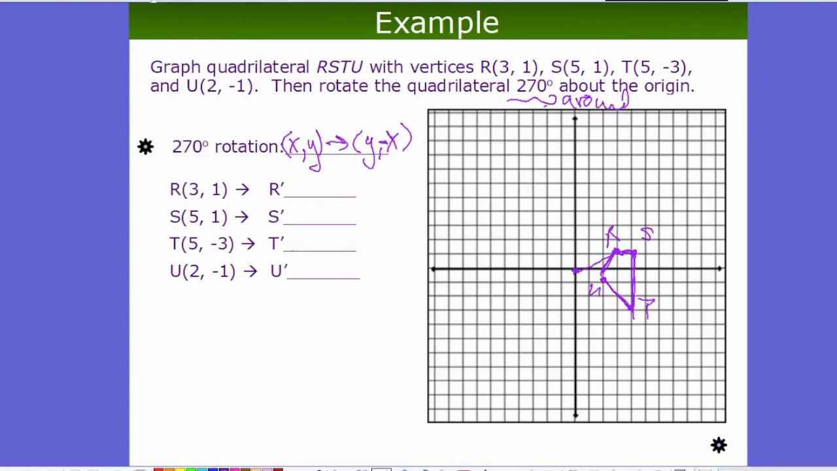I wrote down the RSTU, the pre-image points, over in this column. Let's see what happens for R prime. So this says switch the order. So instead of 3, 1, it's 1, 3. And now the new second coordinate is opposite. For this one, switch the order, and the second coordinate will be opposite. When they start having negatives in there, it can be a little confusing. So I'm switching the order, and then the second coordinate becomes opposite. It's even more confusing if this second one originally was a negative, say, then you have to make it positive.